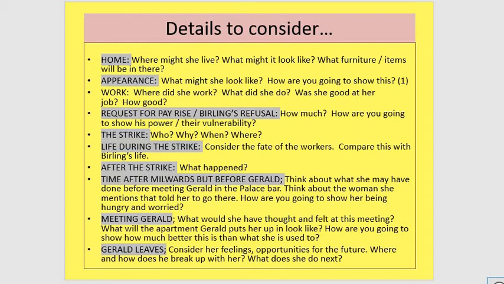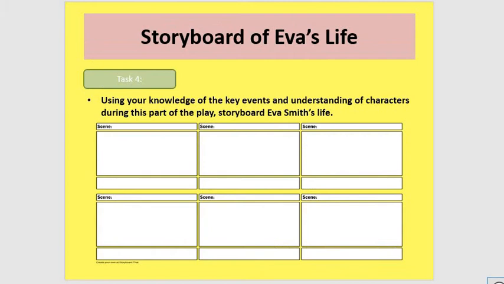Time after Milwards but before Gerald. So this is where you could use your imagination a little bit. Elaborate on what she was doing before she met Gerald. When she met Gerald, what would she have thought and felt at this meeting? Would she have been overjoyed that she met such a lovely, kind man, supposedly? And then when Gerald leaves, how did she feel? So you'll need to decide on what scenes your storyboard will cover.